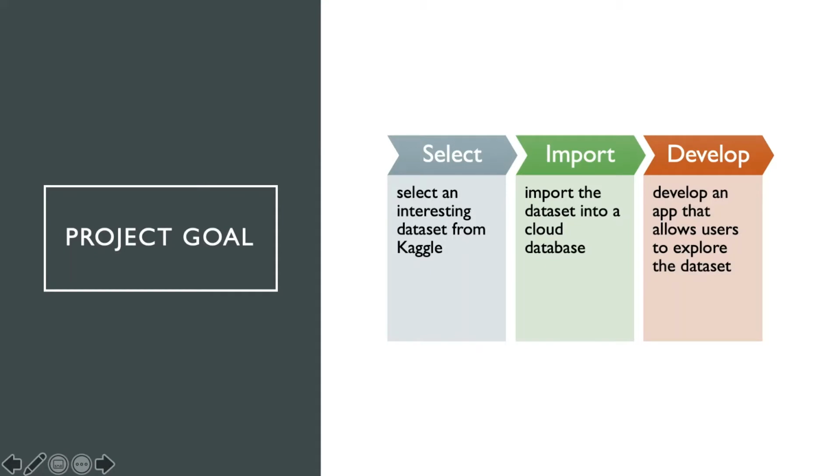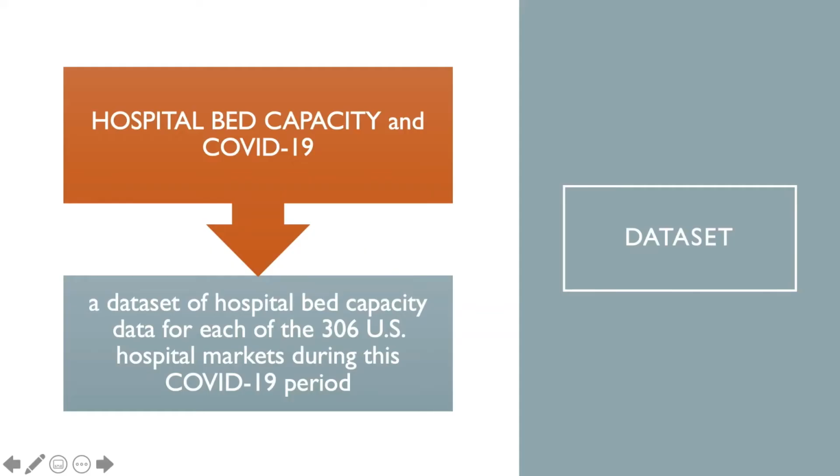The goal of this project is to select an interesting dataset from Kaggle, import the dataset into a publicly accessible cloud database, and develop an app that allows users to explore the dataset similar to what is available at Kaggle. We selected an interesting dataset, hospital bed capacity and COVID-19, and decided to implement this project by using Node and MySQL. This is a dataset of hospital bed capacity data for each of the 306 U.S. hospital markets during this COVID-19 period.